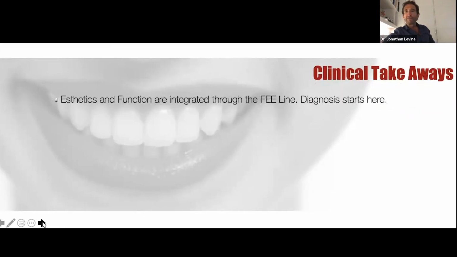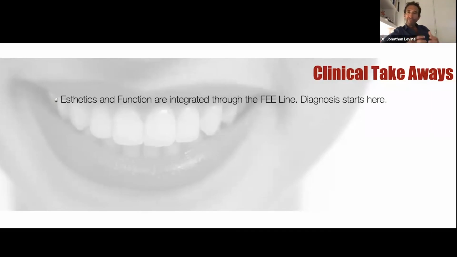So just to kind of wrap this up, I want to leave a couple of minutes, there's some clinical takeaways that I want us to think about. Aesthetics and function, they work together. We say they're two sides of the same coin. They're integrated. So our Smile Design book is all about the integration of aesthetics and function. That's the title. It's Smile Design, but integration of aesthetics and function.